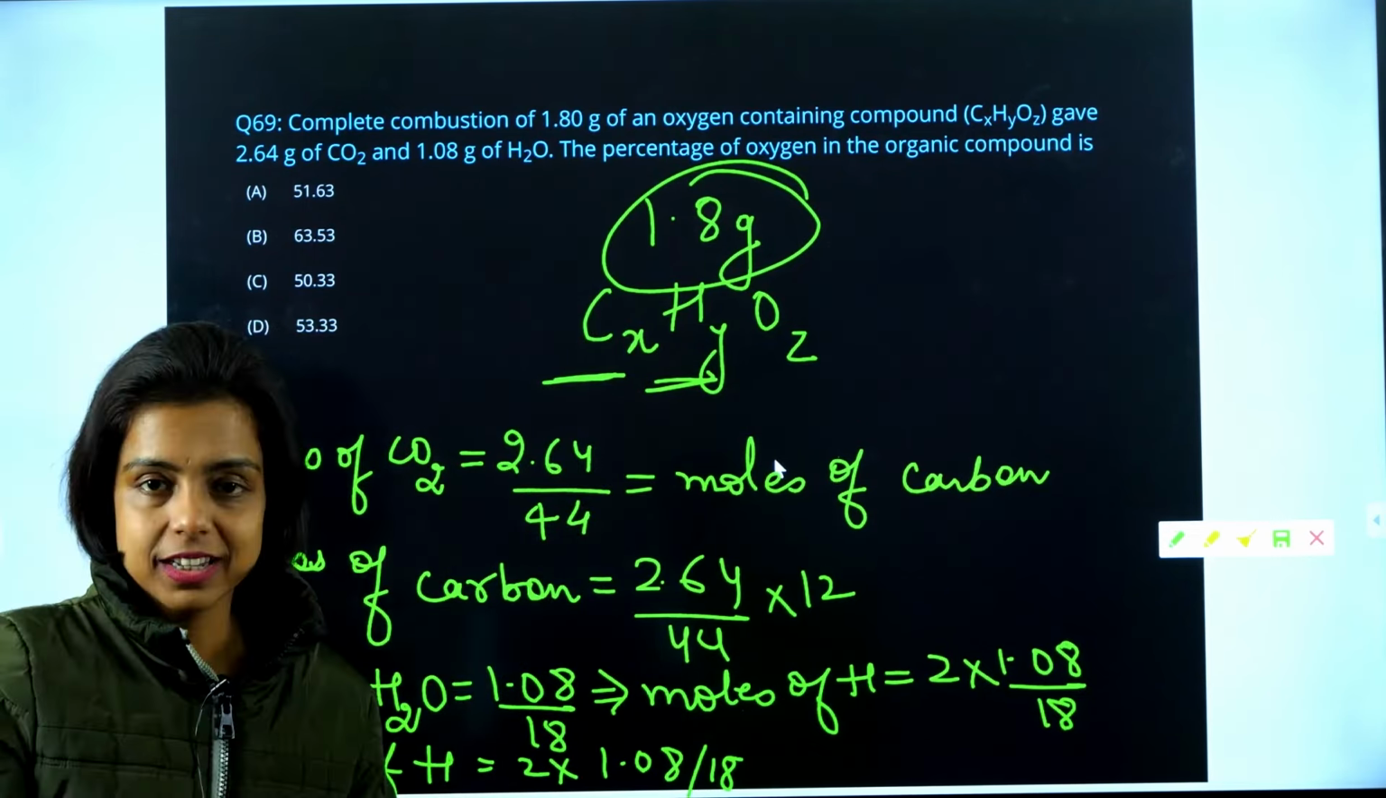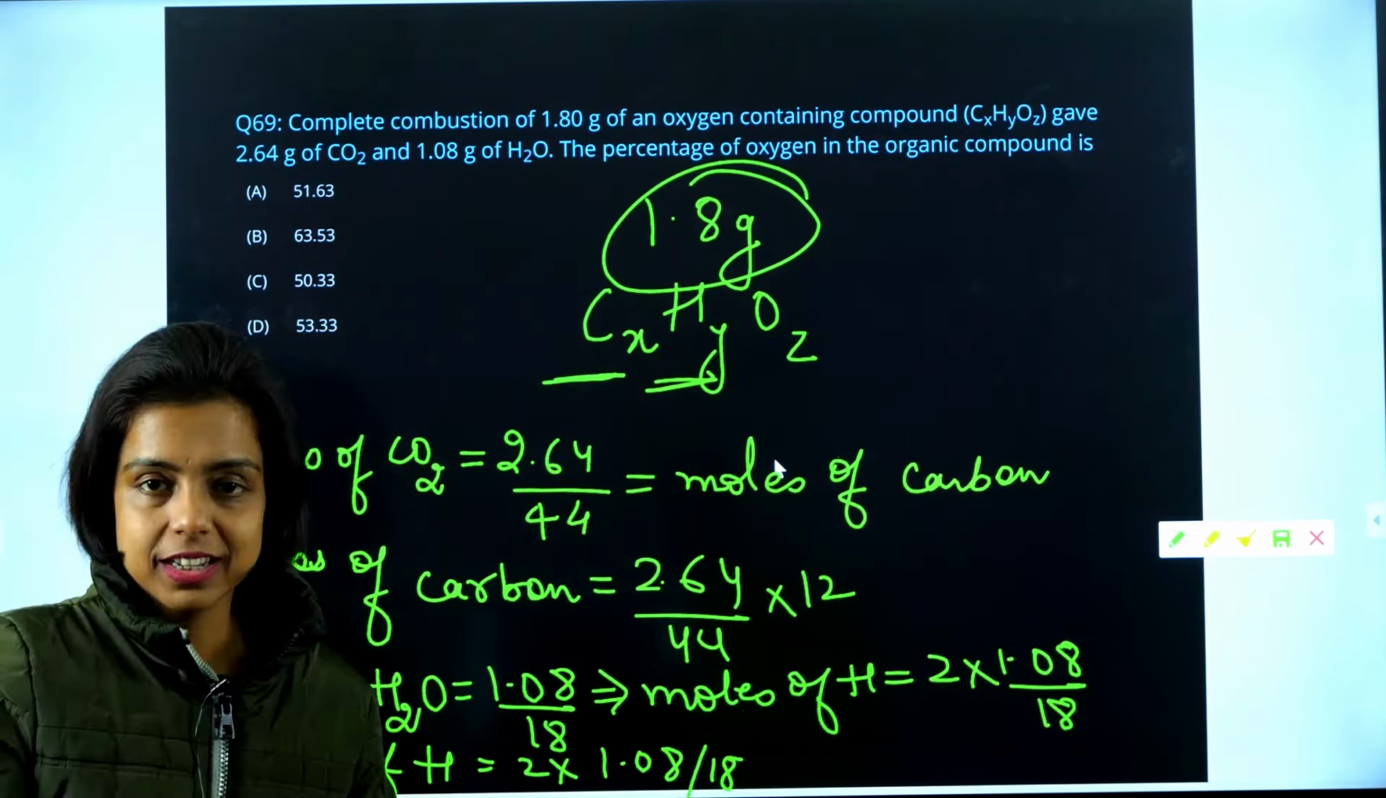Now, the plots of radial distribution function for various orbitals of hydrogen atom against r are given. Let's have a look at the graphs. We have to figure out the correct plot for 3s.